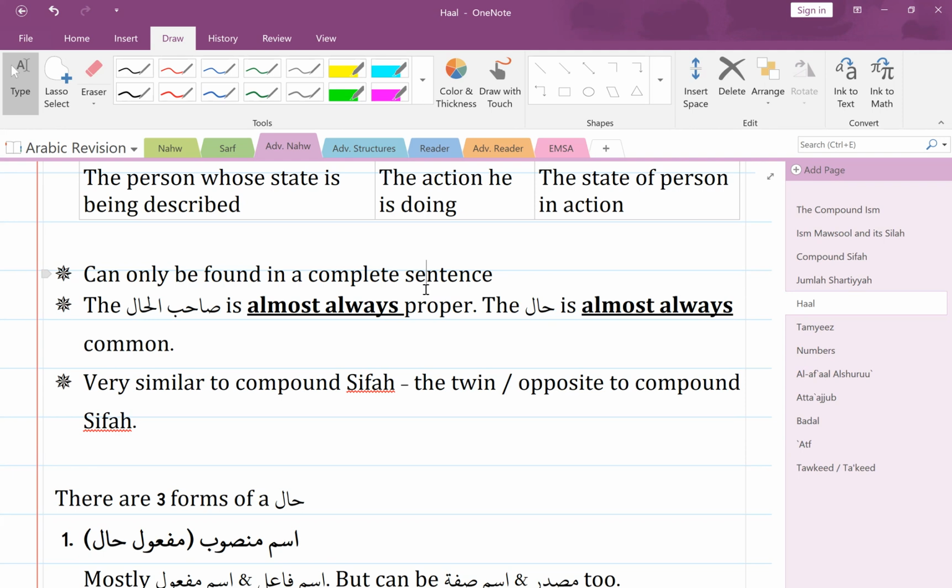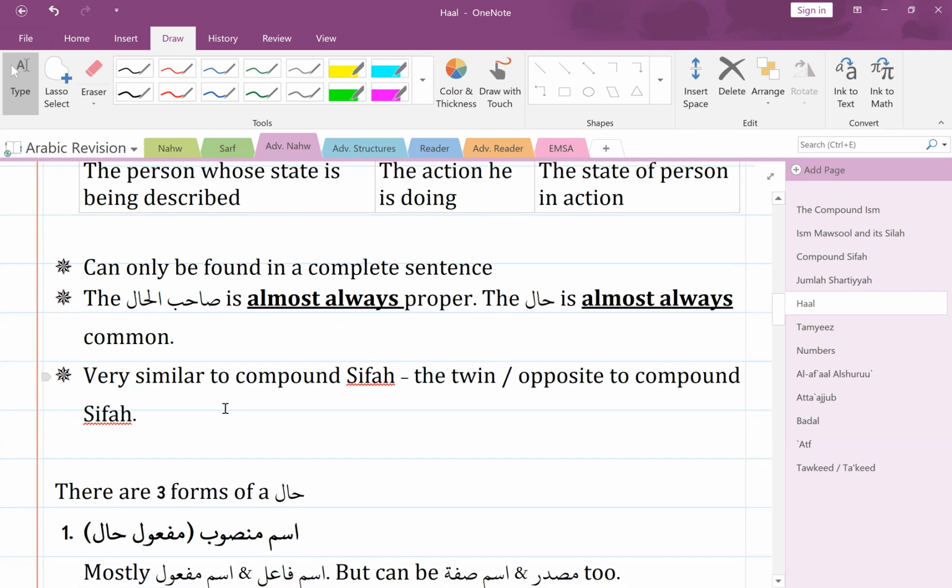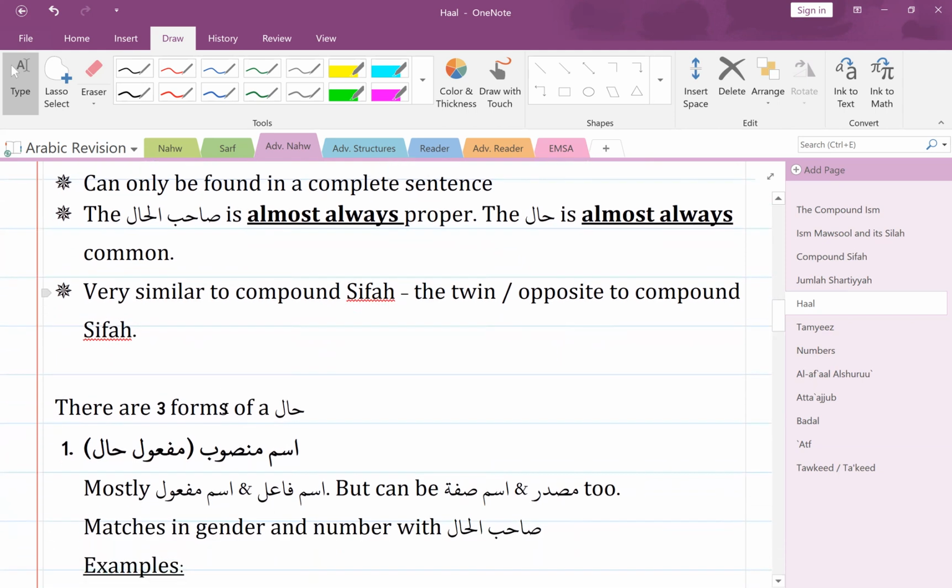So that's kind of like my own way of looking at hal and sifa. So I look at the thing being described. If the thing being described is proper, my mind goes automatically to hal. If the thing being described is common, my mind goes automatically to sifa. So they're kind of close like that. And of course, next week when we discuss tamiz, we'll also see a connection between hal and tamiz as well in that sense. So that's just something very important to remember.